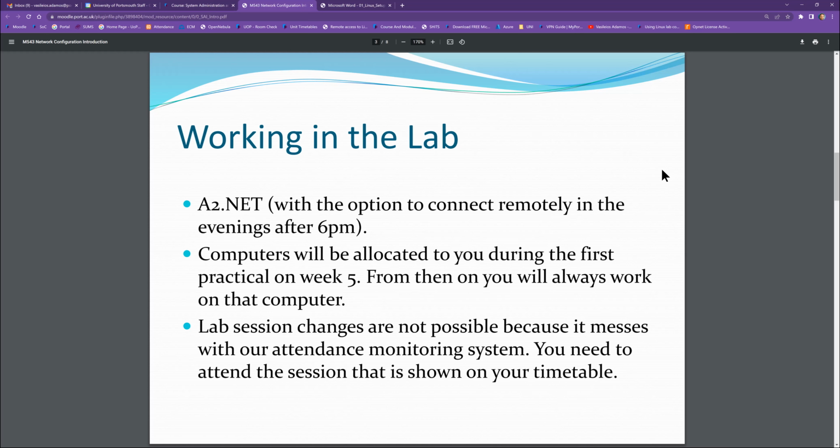The lab sessions for this module run on Tuesdays from morning until evening. So I think there's a class at 9, class at 11, class at 1, and class at 3, something like that. People have asked us to move around.